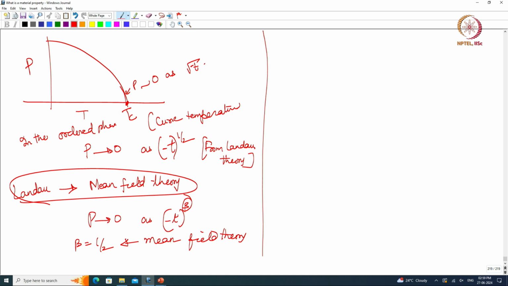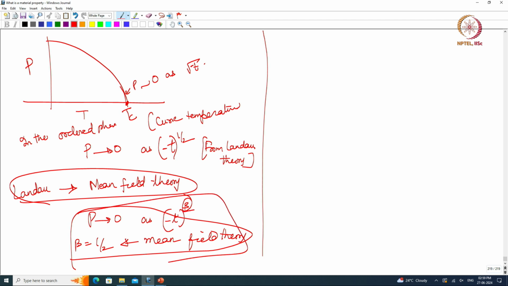I am just stating this as a fact. If I had to go into details, I would have to do a full course on statistical mechanics, and that is not the purpose of this course. I will just mention this fact for completeness. In general these are all power laws, so P goes to 0 as a power law, as minus T to the power beta. So, this is a power law sort of behavior.